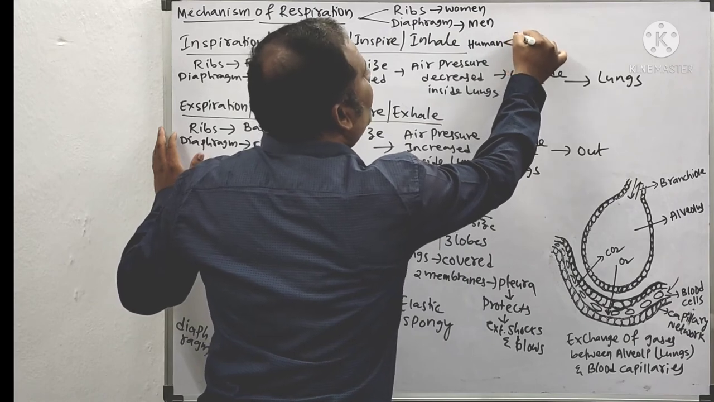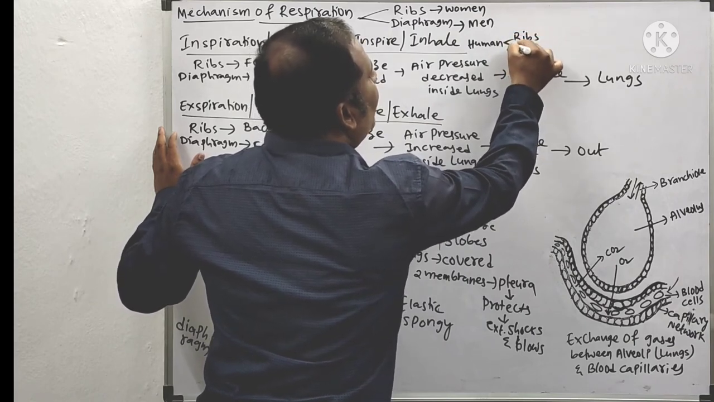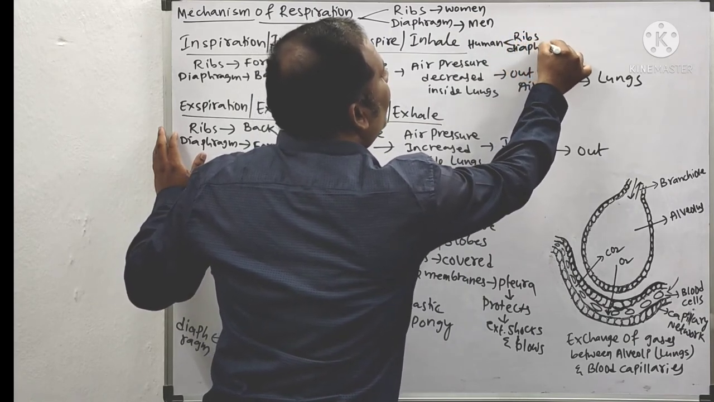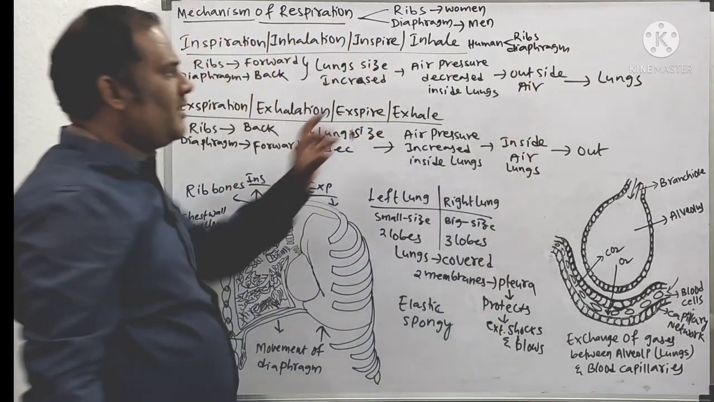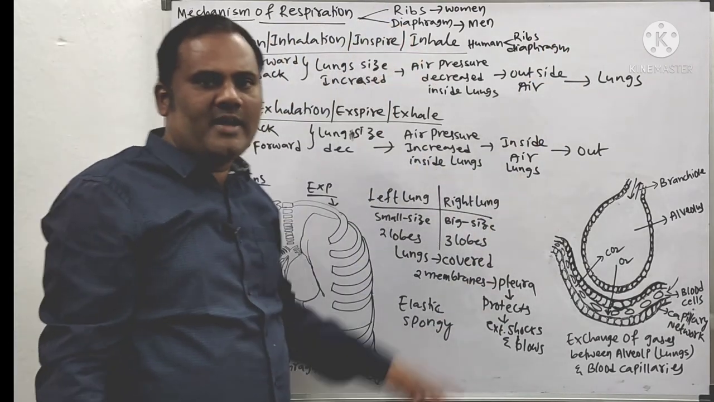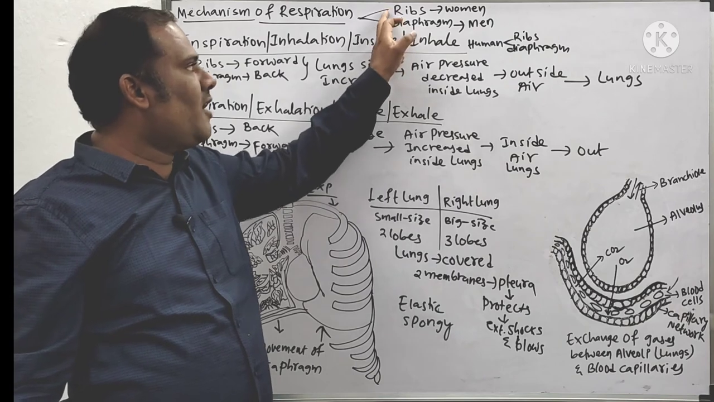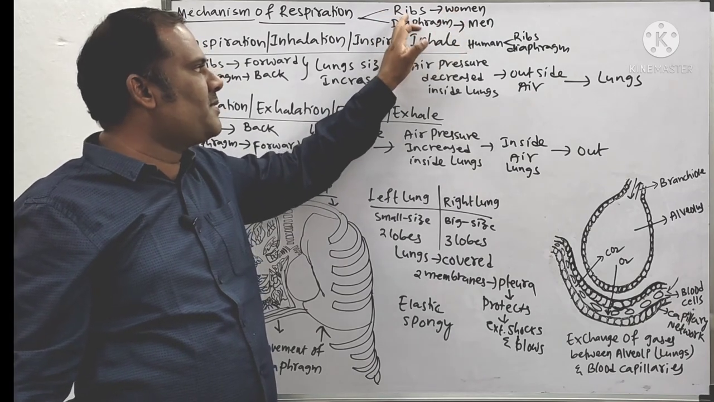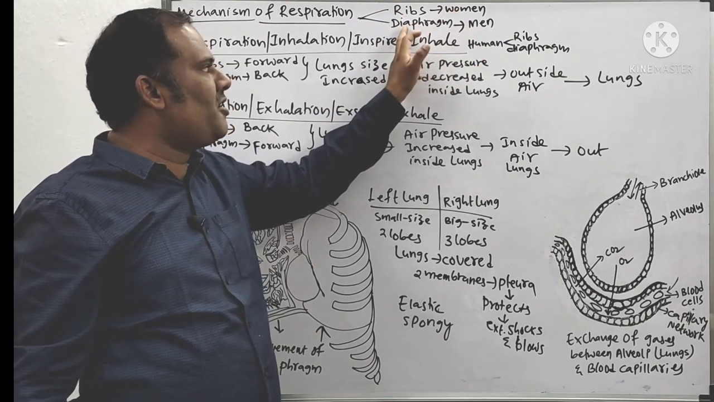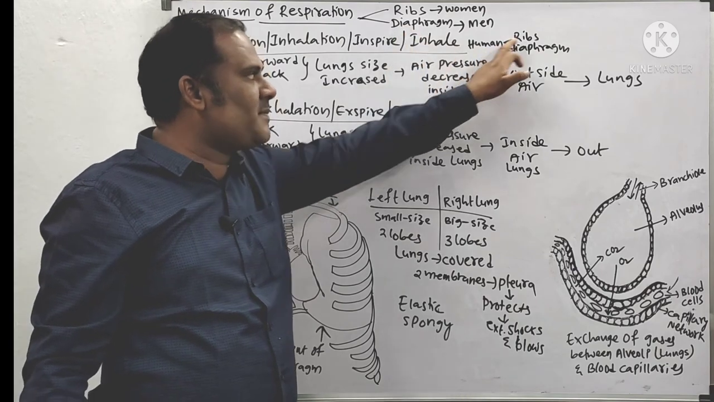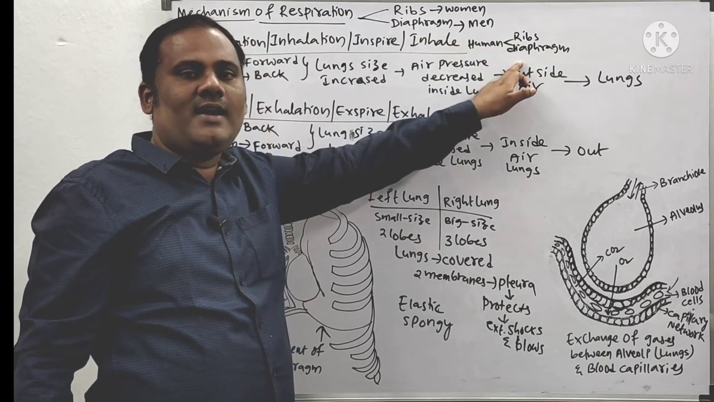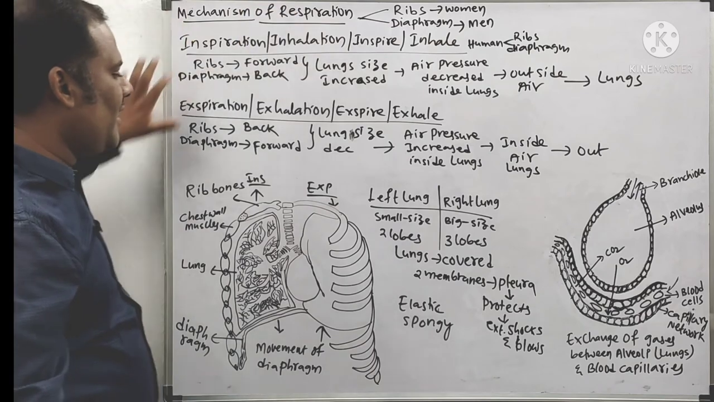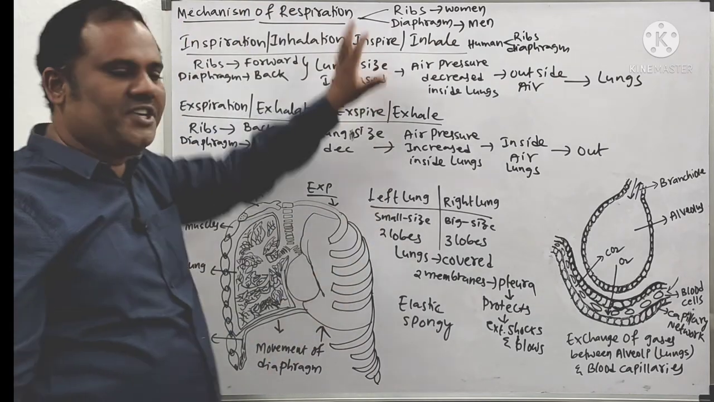When you are asked about human beings, you have to write both ribs as well as diaphragm. Remember this, not only for your academics, but also for competitive exams. In female respiration, ribs play the major role. In male respiration, the diaphragm plays the major role. In human beings, you have to write both ribs as well as diaphragm. So this is about the whole mechanism of respiration.